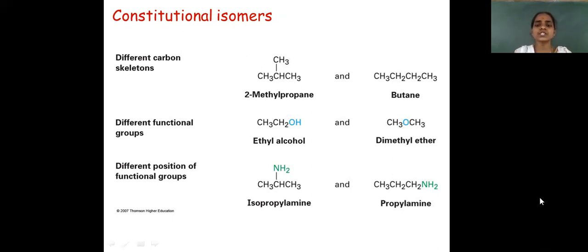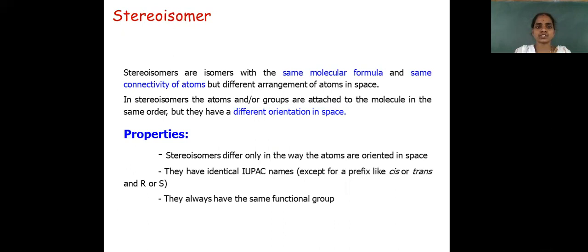So how is the position of a functional group changing? The amine is at a second position, and here it is in a first position. So based on the position of a functional group, that is a type. Based on the carbon chain, we have chain isomerism, functional isomerism and positional isomerism. Those are some of the types of structural isomers.